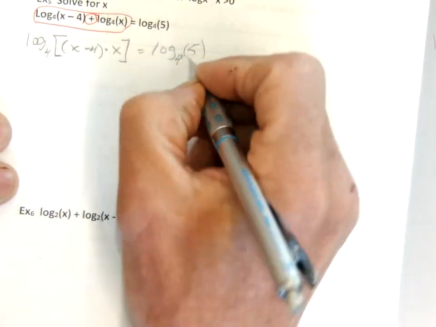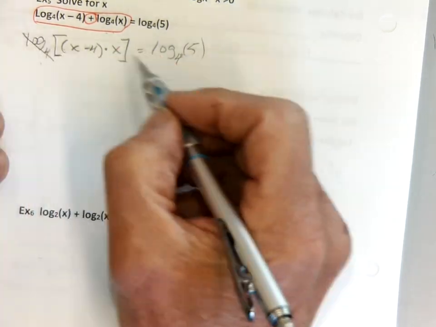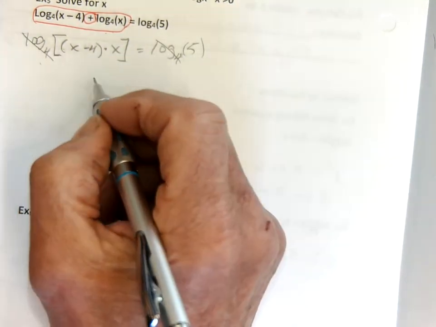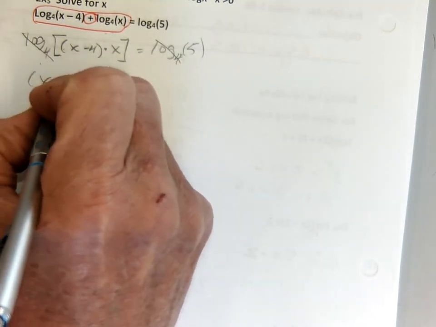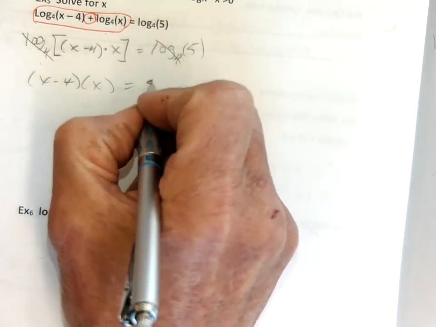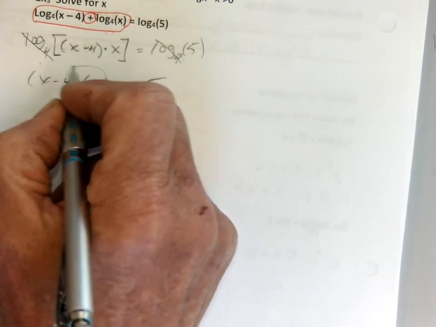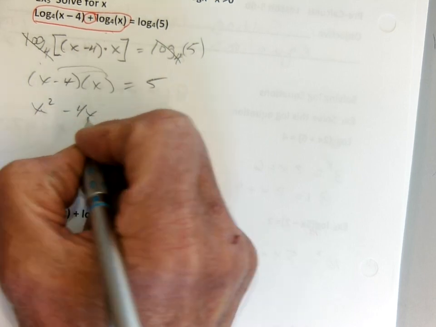Okay, now here's what I know. Log base 4, cancel that out. We learned that rule 2 days ago. So here's what I have: I've got x minus 4 times x equals 5. Okay, well, x squared, distribute, minus 4x equals 5.